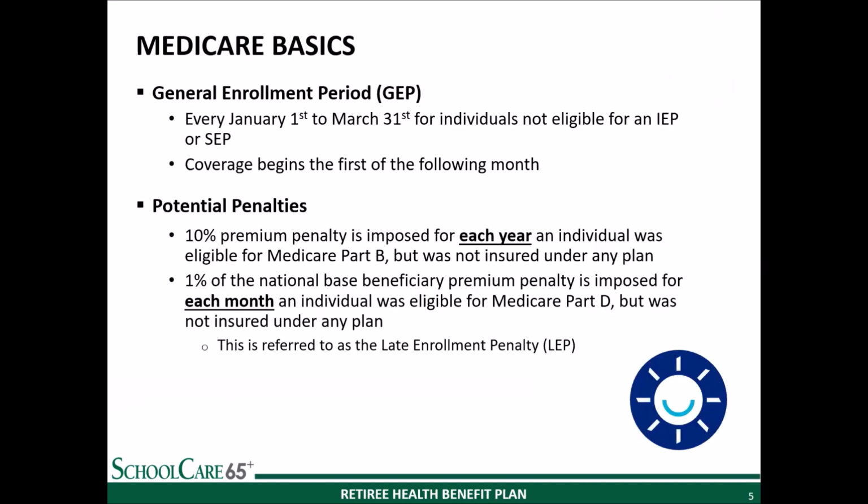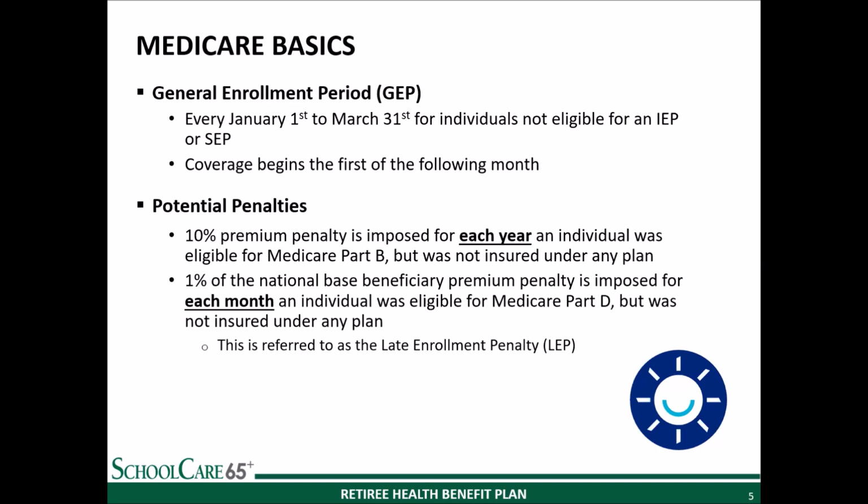The third period for enrollment is called the General Enrollment Period, or GEP. This period runs annually from January 1st through March 31st and is for individuals who are not eligible for either an IEP or SEP. Coverage would begin the first of the month following the enrollment date.